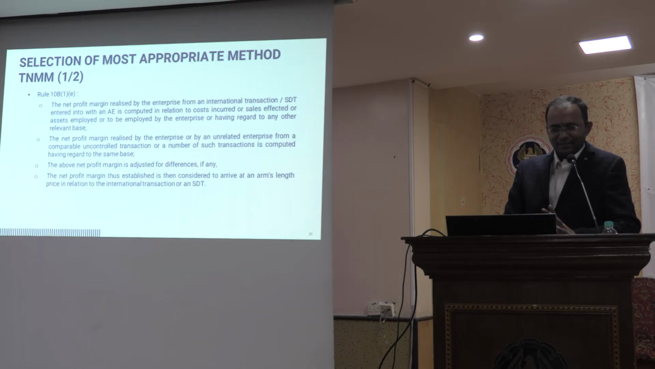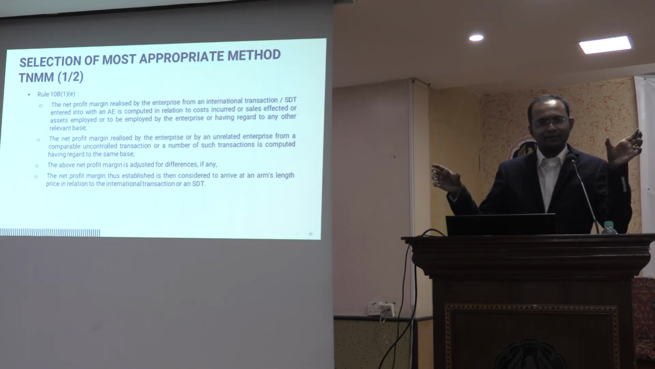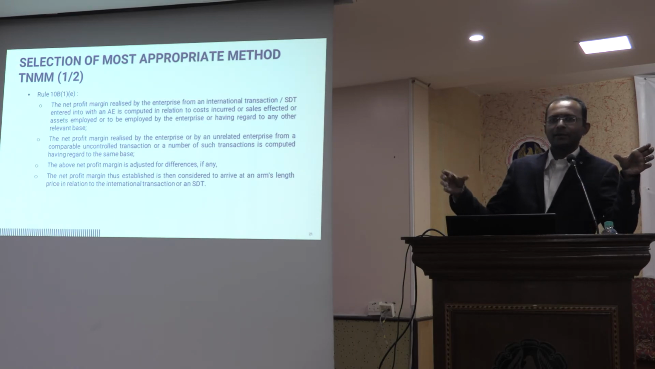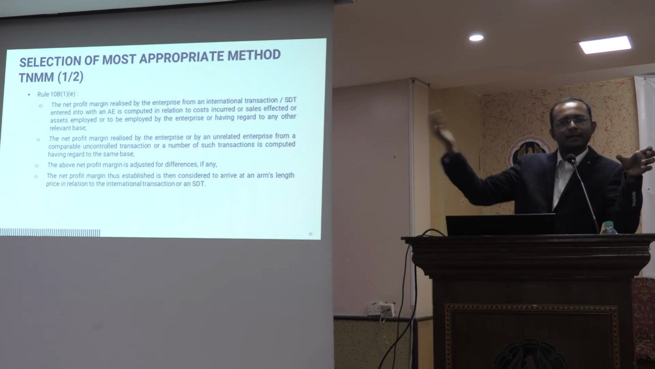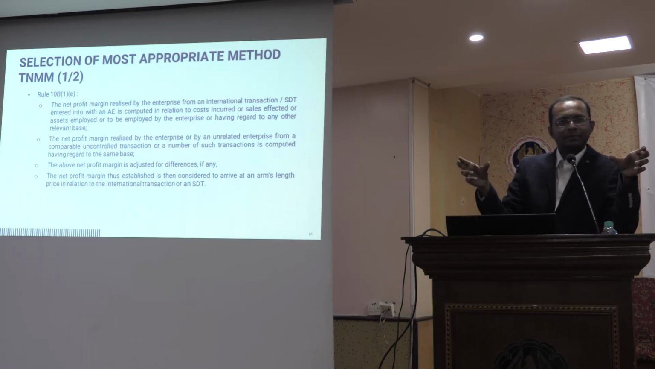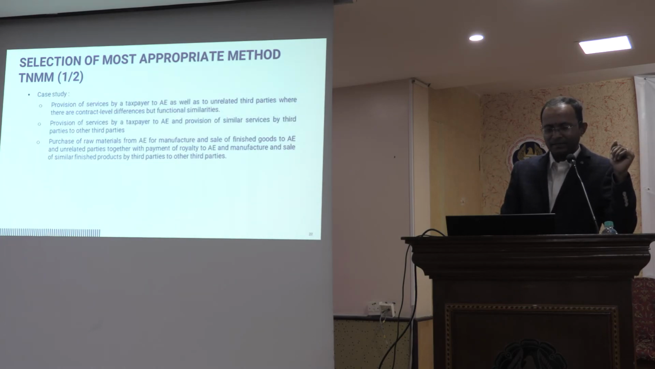And then lastly, TNMM, which is the most popular method. It compares the net profit margins of two entities, of the taxpayer and the comparable companies. This is fairly easier to get. We have proprietary databases to which we subscribe and identify comparable companies. And net profit margins are compared, comparables are frozen and the arm's length prices established. So this is very popular for manufacturing, for services, for traders.